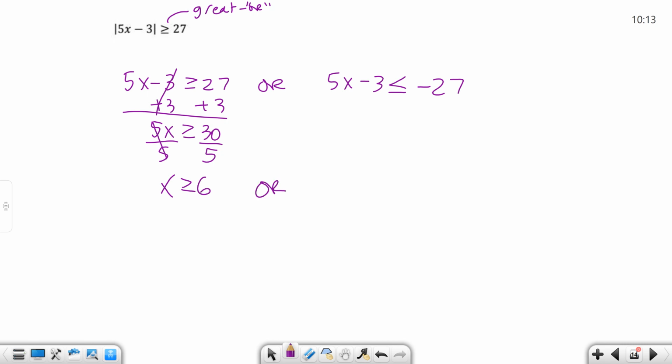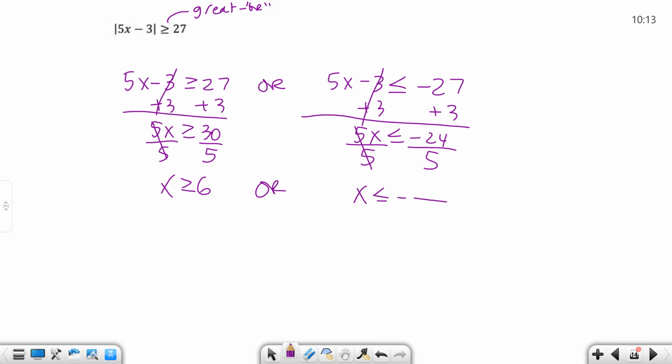Or what do we get over here? Well, let's solve it. Plus 3 on both sides, we're moving the minus 3. 5x is less than or equal to negative 24. Divide both sides by what? 5. And x is less than or equal to negative 24 over 5.